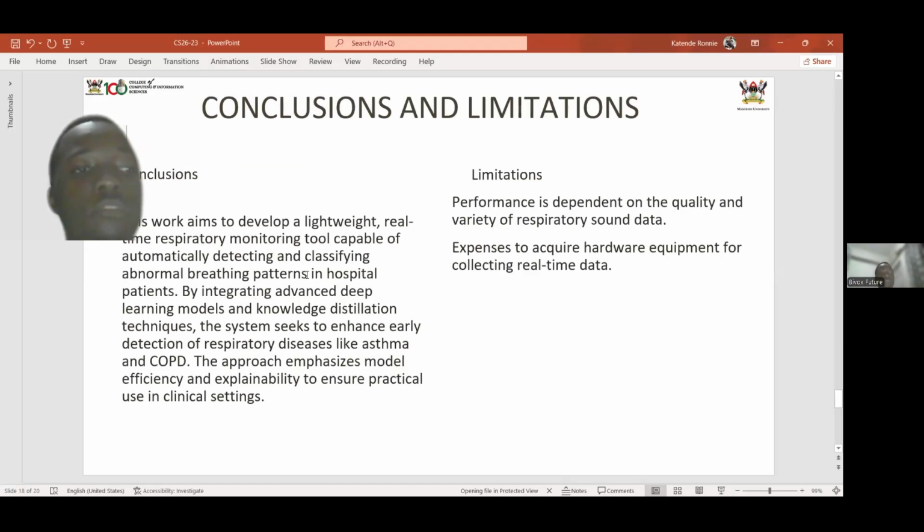So, in conclusion, this work aims at developing a lightweight and real-time respiratory monitoring tool capable of automatically detecting and classifying abnormal breathing patterns in hospital patients by integrating advanced deep learning models and knowledge distillation techniques. The limitations are that performance is dependent on the quality and variety of the respiratory sound data, and the expense of acquiring hardware equipment for collecting data.